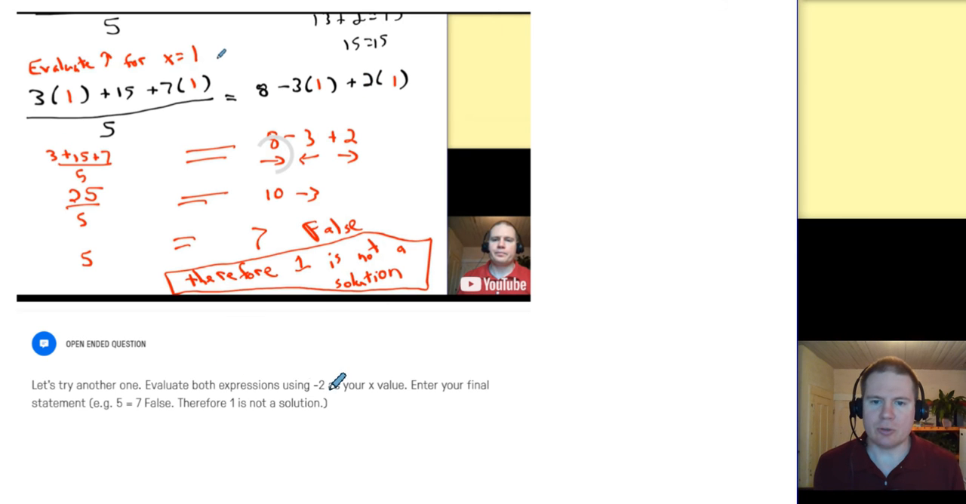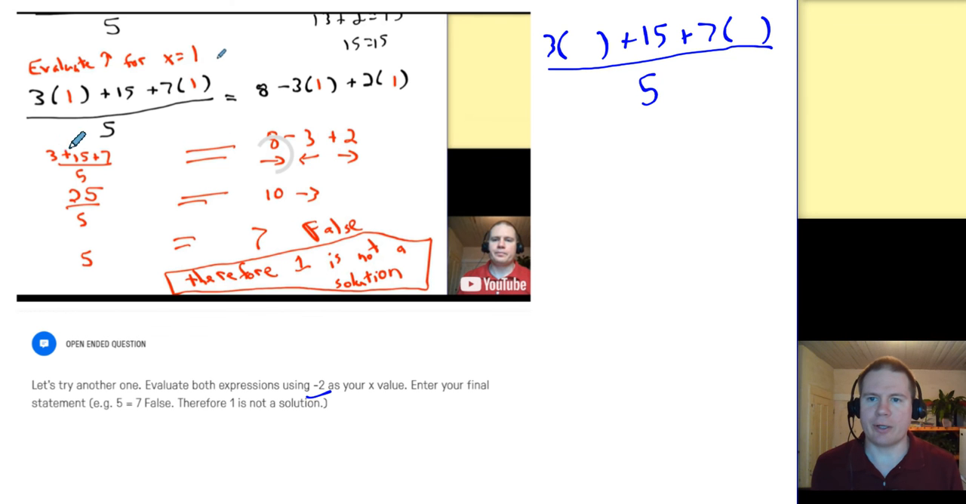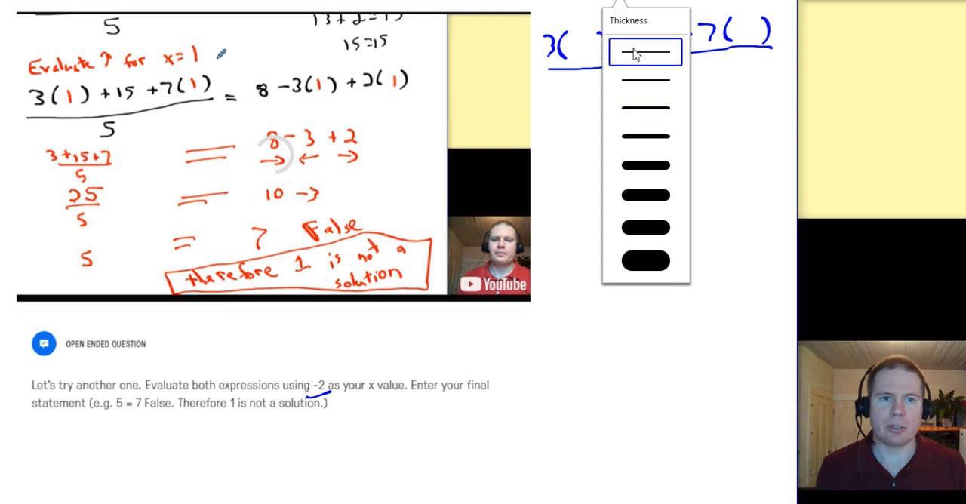And then I asked you to do it using -2 as your x value. So I'm just plugging in a -2 where I had a 1. So 3 times, I'll write this again, plus 15 plus 7 times, all over 5, right? This dividing by 5 is part of the expression. It's one of the operations in the original expression. And x, I'm saying, is -2. So I'll plug in a -2.